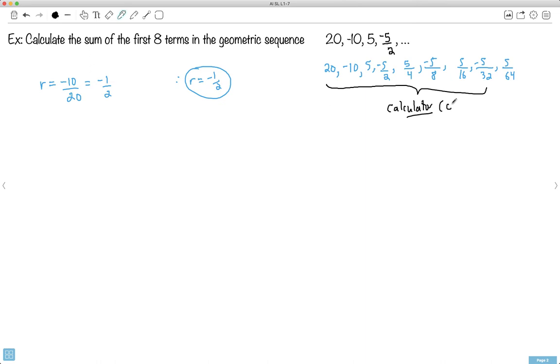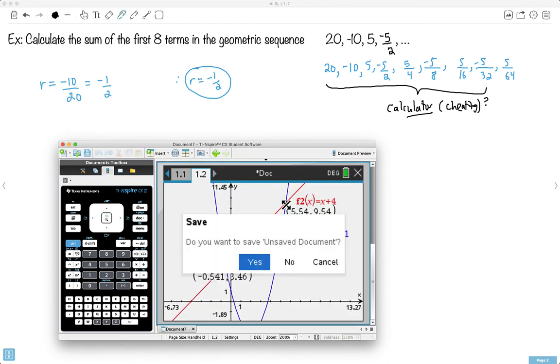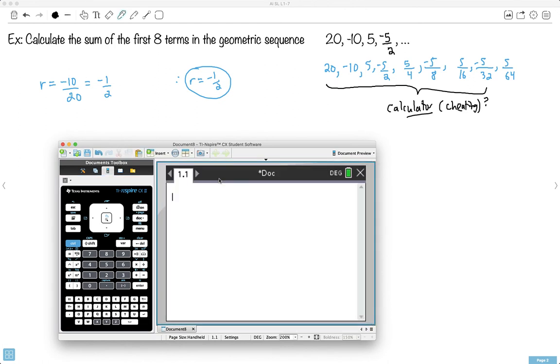I mean, that's kind of cheating, isn't it? So let's just, that's kind of cheating, maybe. Maybe not, I don't know. Let's actually open up the calculator and see if I could do that. So let me do a new document here. I'm going to do a new calculator.